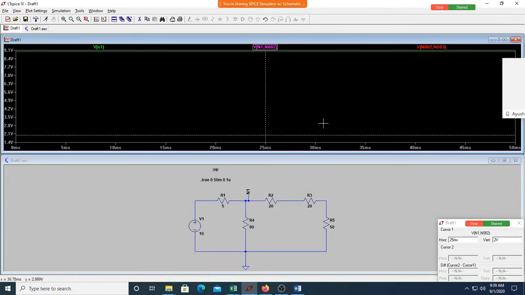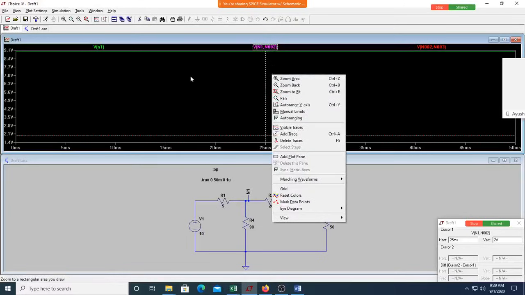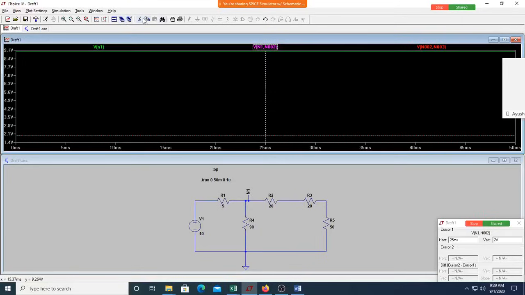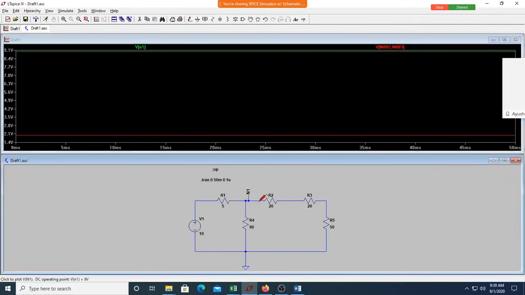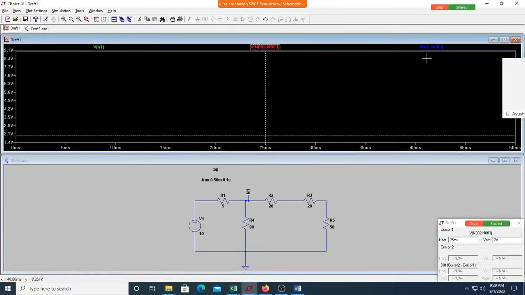Let me just take out this cursor. Let me delete this. One second. You can see this is N002 and N003. Let me do this. Can you see they are overlapping? If you click on this, you will see that, because both are 2 volts.